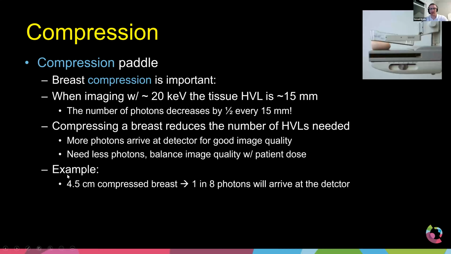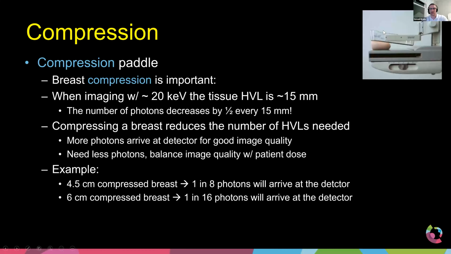So here's the example. If you have a typical 4.5 centimeter compressed breast, then 1 in 8 photons will make it through to the detector down here. If you aren't as good at compressing it, you're just not able to fully compress it, so now the breast is actually 6 centimeters thick, then only 1 in 16 photons will arrive.